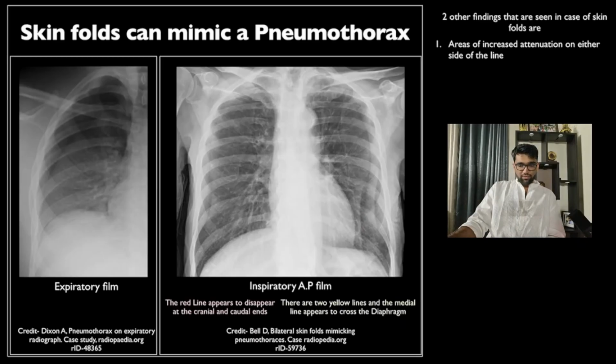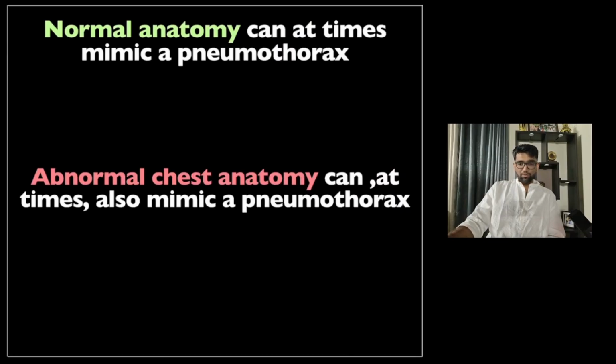The other two things that you need to see in a skin fold are, one, that because there is folded skin on either side of the fold, the radiodensity on either side increases compared to normal lung. The other thing is that, as I said, pulmonary parenchymal lines do not cross the line in case of a pneumothorax, whereas in case of a skin fold, they naturally would.